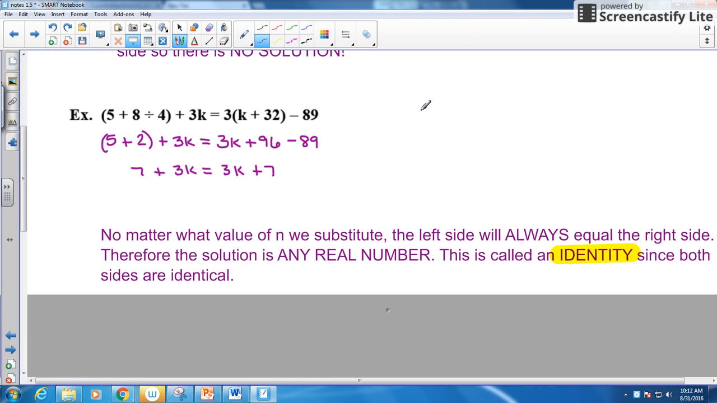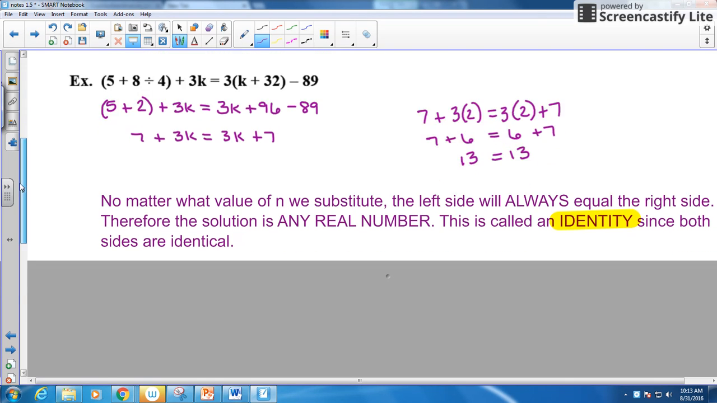Okay, and so again, just for a quick example, let's use 2 for k this time. If I substitute 2 in on both sides, that would give me 7 plus 6 on one side and 6 plus 7 on the other, and both sides will equal 13. No matter what value I substitute in, I'm always going to get identical sides on the left and right-hand side. And that will mean that I'll have all real numbers for a solution.